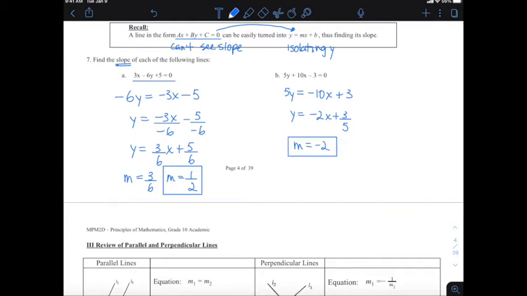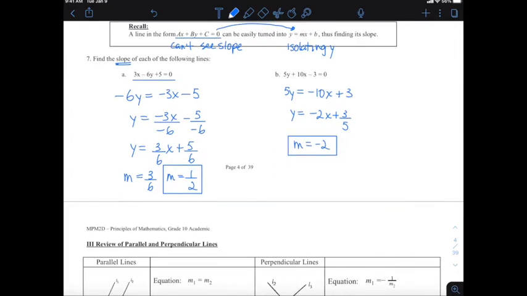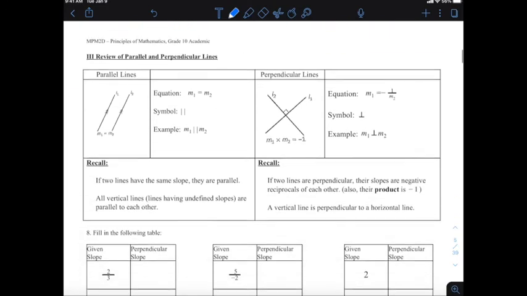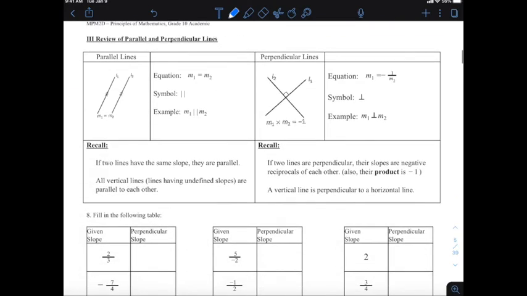All right. Okay, now on to part 3. Part 3 is a review of parallel and perpendicular lines, which again I'm sure you've seen. Parallel lines have the same slope. Okay, and then let's just keep in mind that vertical lines, because they have undefined slopes, okay, they're a bit different. Okay, all vertical lines are parallel to one another.